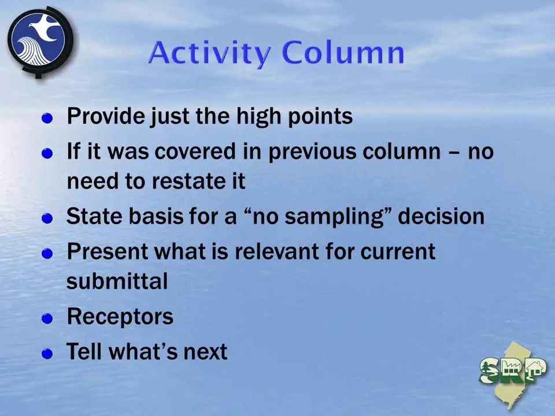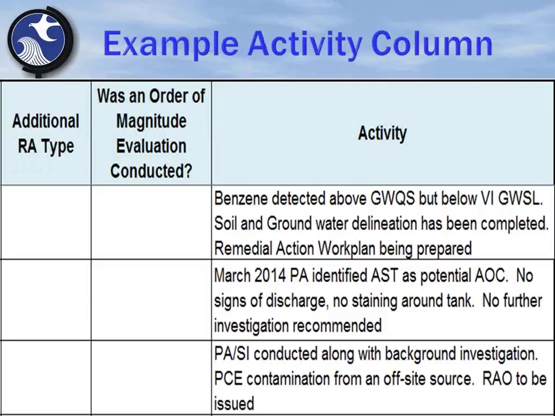Think about it as, what do I need to tell them in 5 lines to accurately depict this AOC? What is the most important thing? Tell them about the receptors. Tell them about what's due next. If you didn't sample, tell us why. What is your justification for not sampling? These are the important things that we're looking at.